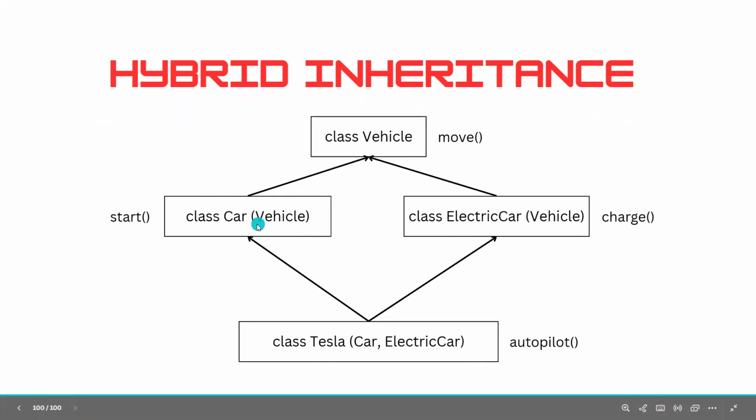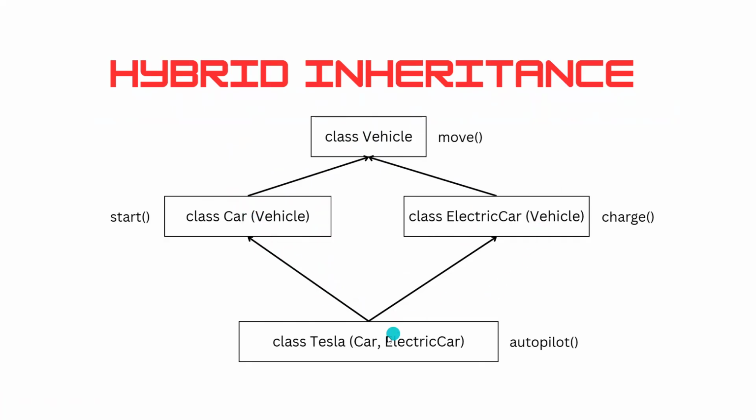Now here Tesla has multiple inheritance with car and electric car. Correct. Now, if you see this vehicle, this is hierarchical inheritance. So these two classes are inheriting this one. And the last is multi-level. So we have vehicle, then we have car, and then we have Tesla.